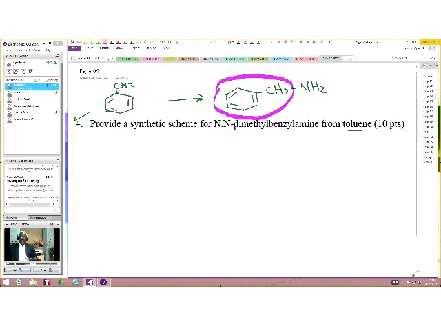Now, it also says N,N-dimethylbenzylamine. So that means we take off these two hydrogens here. N,N-dimethyl, in other words, two methyl groups attached to this here. Okay, so this is what they want us to make. They want us to go from toluene to N,N-dimethylbenzylamine. Give a synthetic scheme.